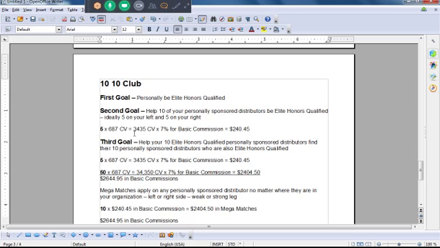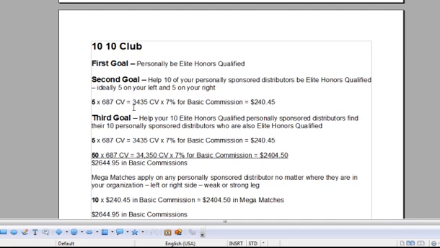Again, it's not financial freedom, but it is additional cash flow to put into my Synergy business. So if I add my basic commission with my cash flow that I'm earning by being Elite Honors Qualified, I'm most likely approaching $350 to $400 on a monthly basis, which is positive cash flow for growing my Synergy business. When I put this into the structure of the third goal, when I start helping my 10 Elite Honors Qualified personally sponsored distributors find their 10 personally sponsored distributors who are also Elite Honors Qualified, then you begin to understand the power of what the Elite Honors Program can do as your basic building block when it's harnessed in the structure of the 10-10 Club.